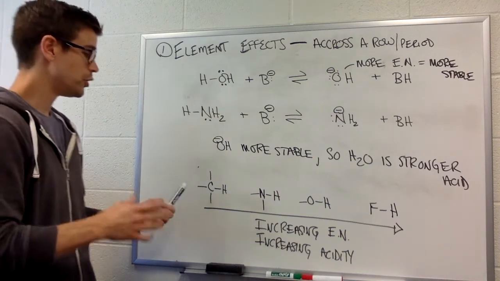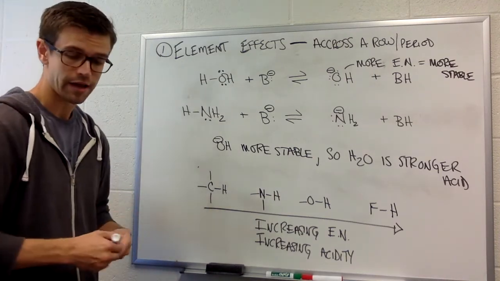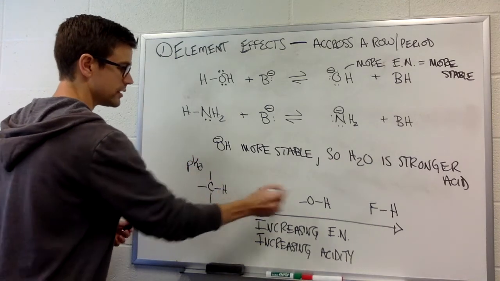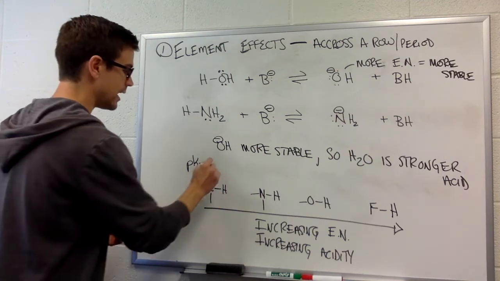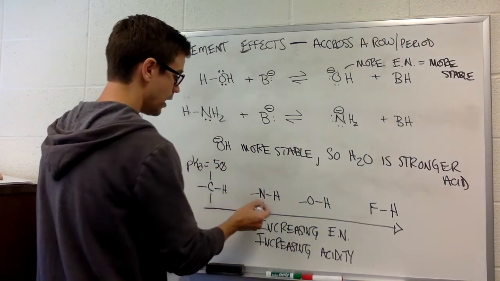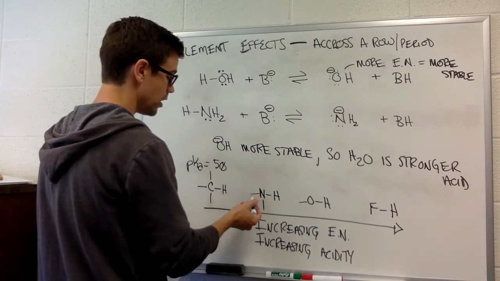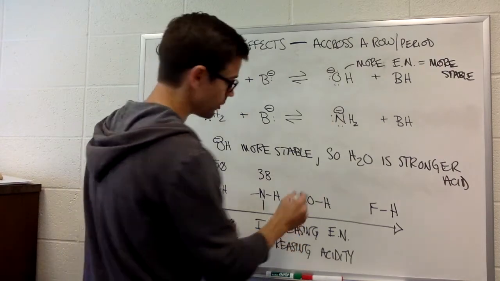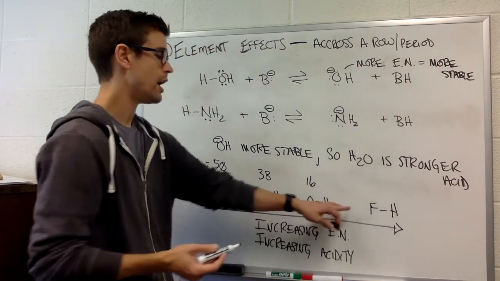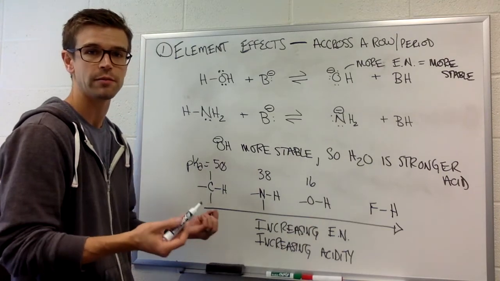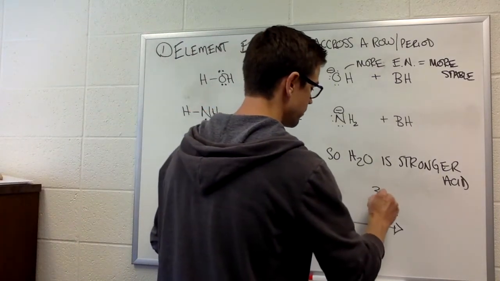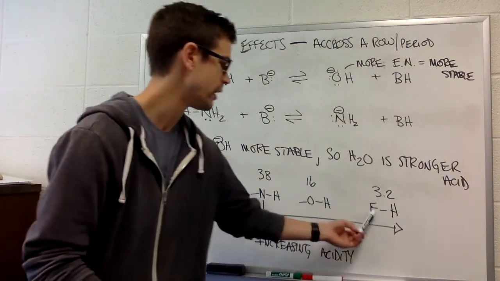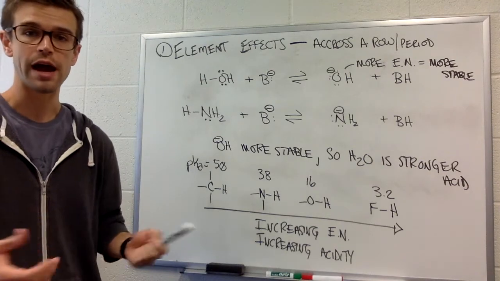And these are pKa values that you were supposed to memorize. An aliphatic CH would have a pKa of around 50. An NH neutral would have a pKa of around 38. Water or an alcohol would have a pKa around 16. And one that you were not supposed to have to memorize, FH, has a pKa of 3.2. So you can see that as these atoms become more electronegative, they're becoming stronger acids as well.